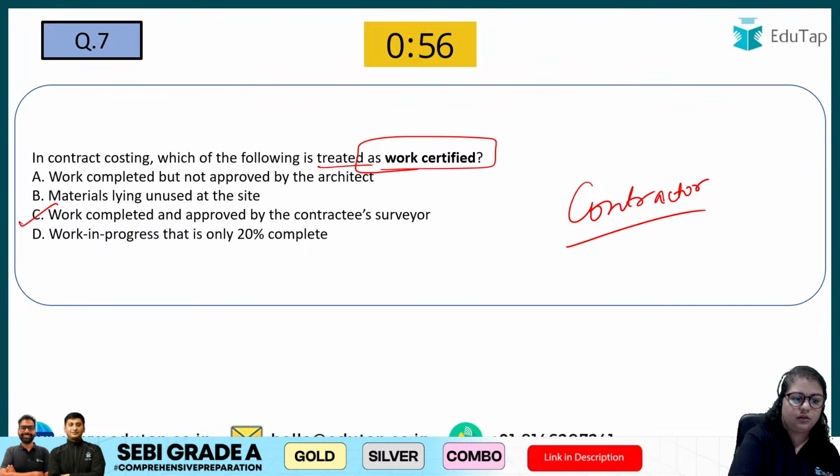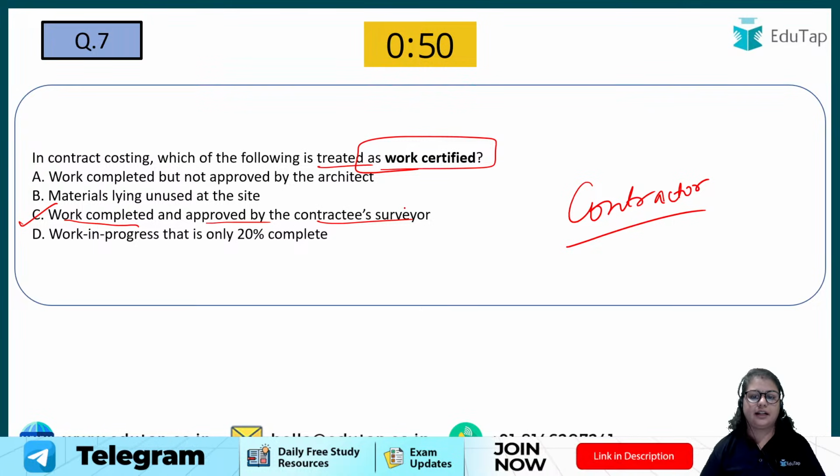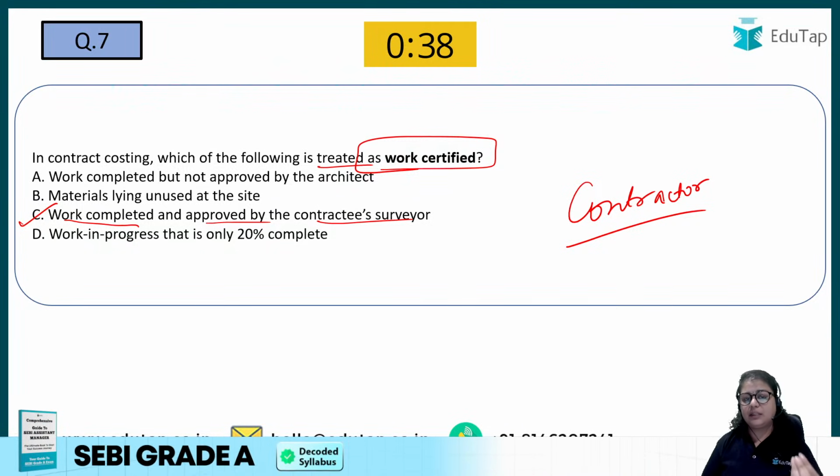Everyone is rocking it again. So work completed and approved by the contractee's surveyor is the correct answer. I hope it is very clear to you. What is work certified? Work completed and approved by the contractee's surveyor. But what is work uncertified? Is it still completed or not?